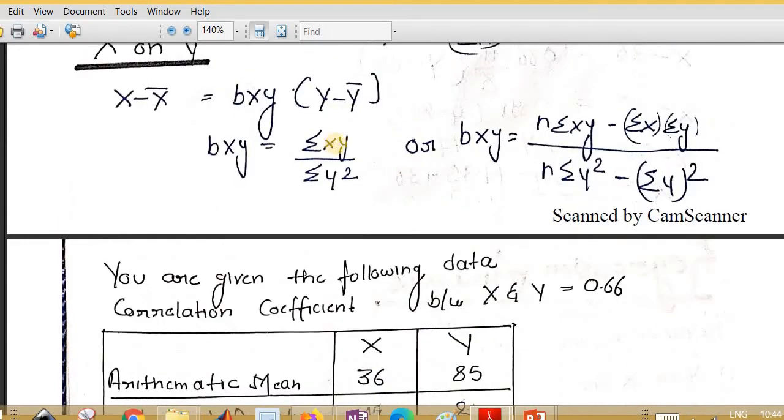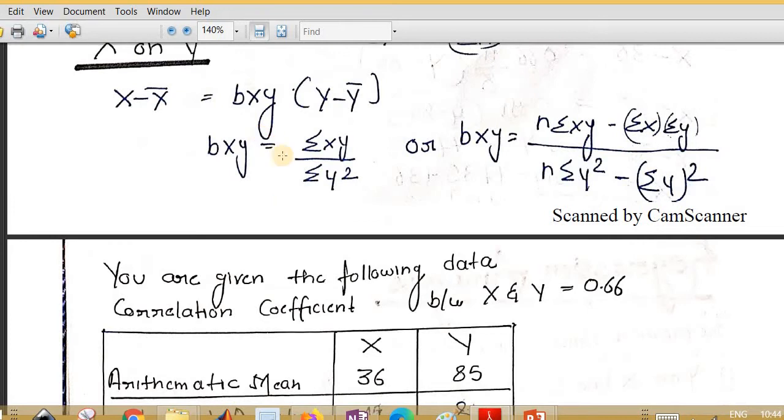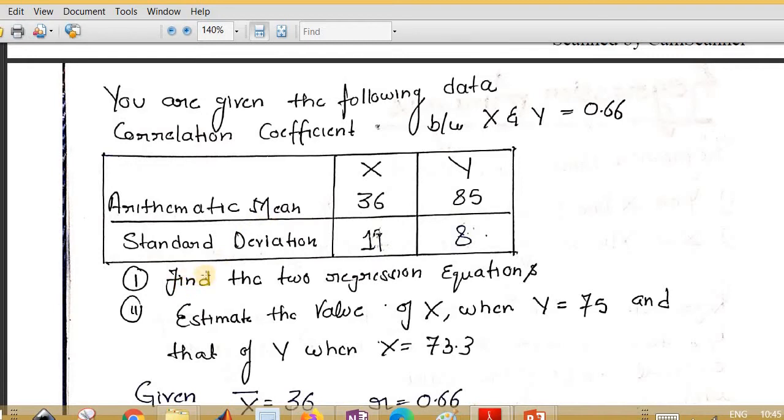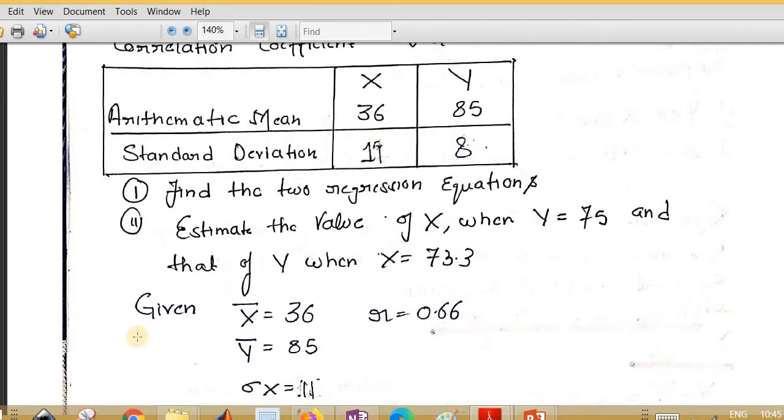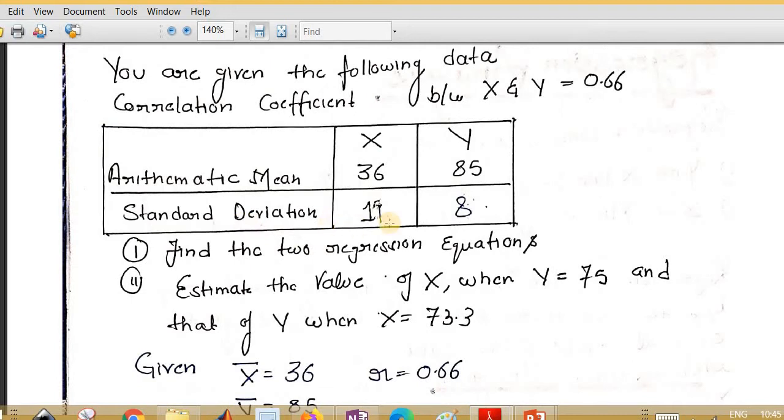So basically these formulas are used when your r, standard deviation or mean is given. We use this formula to compute whatever the question wants to ask. So see what the things are. Find two regression equations. The second part is to estimate the value of x when y equals 75 and that of y when x equals 73.3. Here x bar is given, y bar is given, r is given, sigma x and sigma y are given.